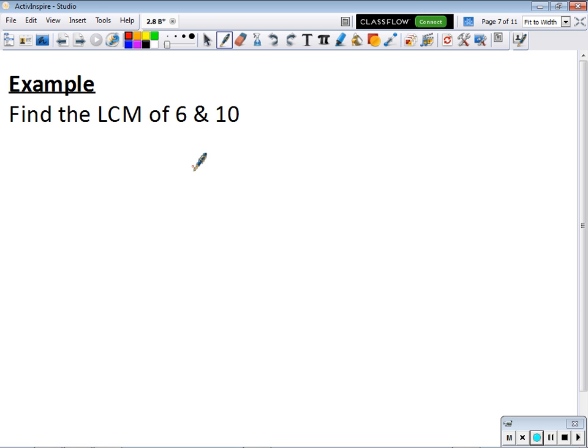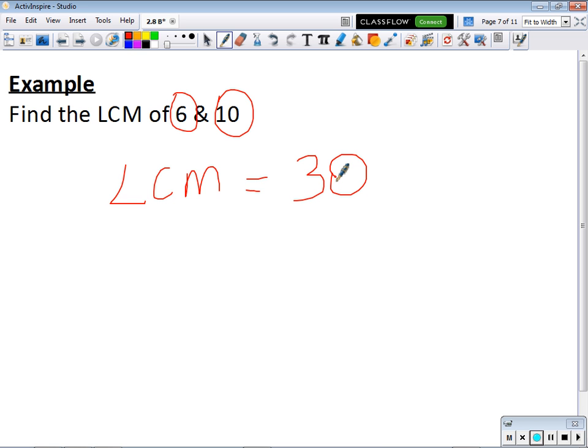So if we're talking about the least common multiple for 6 and 10, what I'm basically looking for is the smallest number that both 6 and 10 go into. If you can tell what the answer is just from looking at this, then that's obviously great. I'm looking at 30 as the least common multiple here, because 30 is the lowest number that both 6 and 10 divide into.